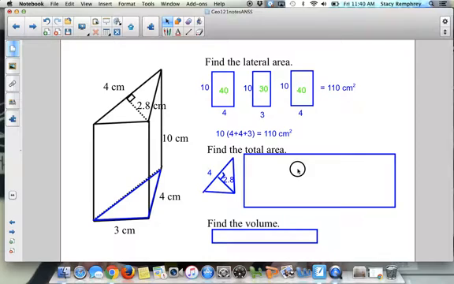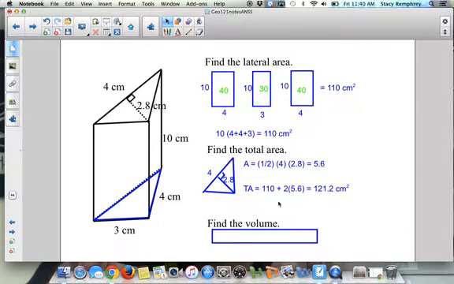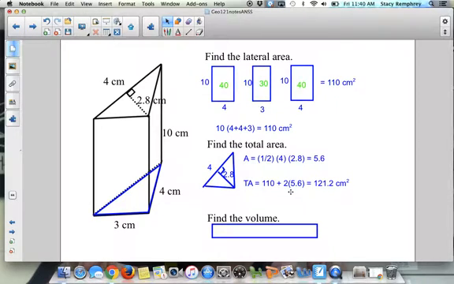For the total area, I needed to look at one of the bases. So I have the base here, and I saw that this is a triangle, so I have to use my triangle formula. So the area of the triangle is 1/2 of 4 times 2.8, which gives me 5.6. So that's the area of one of these triangles. For total area, I need to take the lateral area. Remember, I got that up here. And I have two of those triangles. So I need to take the 5.6 I got from here and multiply it by 2, add them together, and I got 121.2 square centimeters.